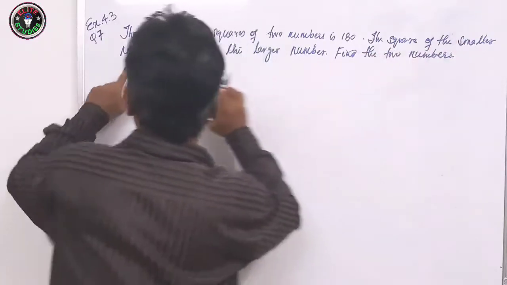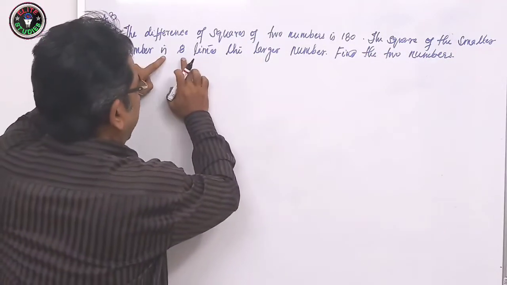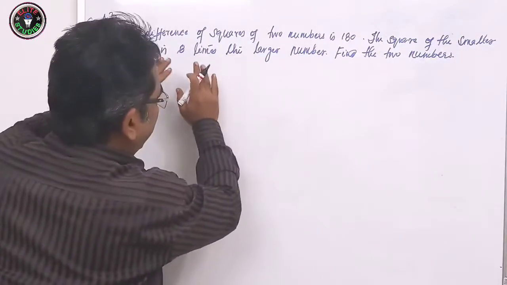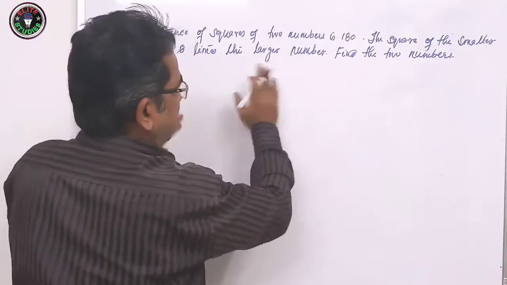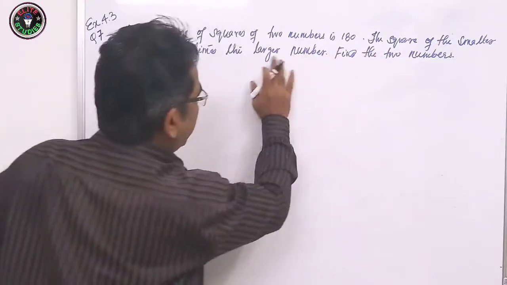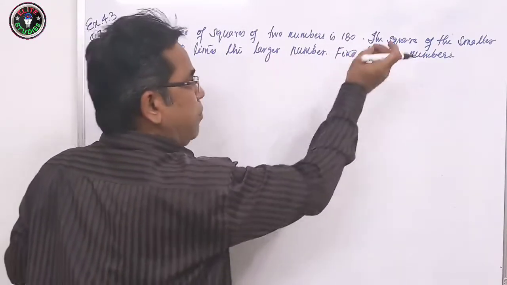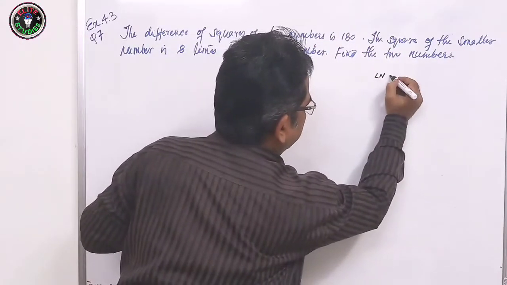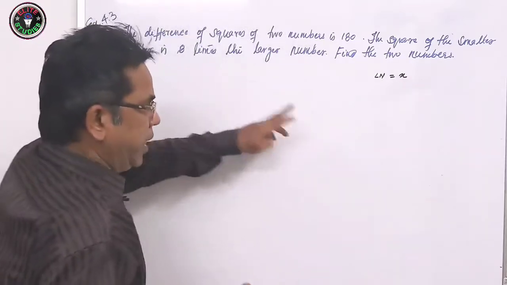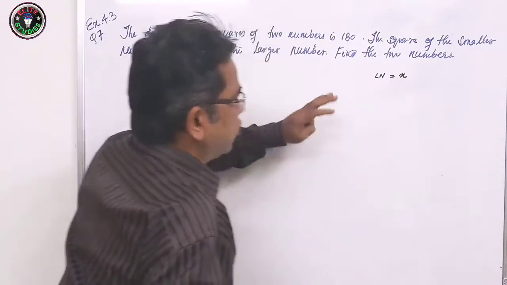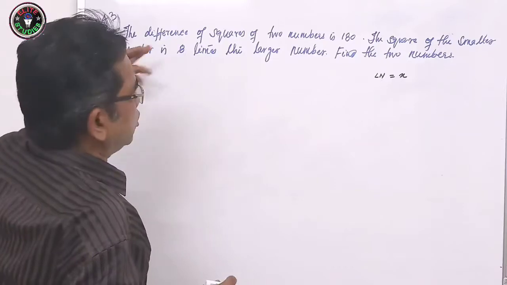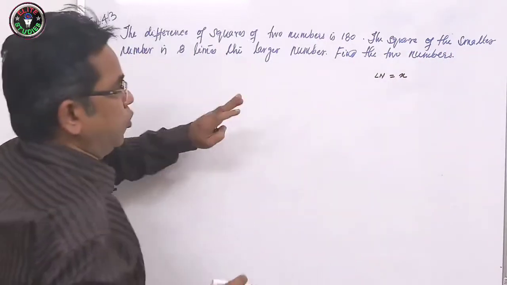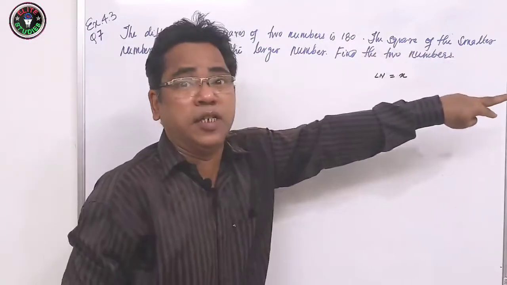Now what is given here? The square of the smaller number is 8 times the larger number. You see, the smaller number is given with respect to the larger number. So if I know the larger number, then I may find the smaller number. Let's say the larger number is equal to x. So what will be the smaller number? The smaller number is not directly given to you. The square of the smaller number is given to you.